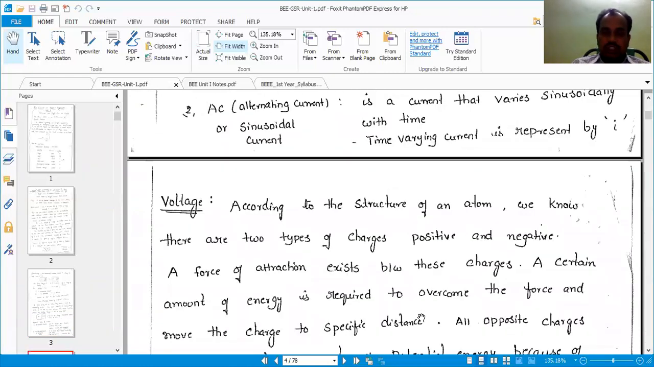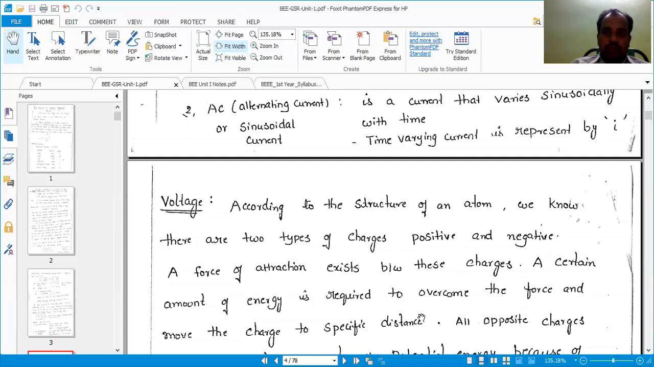The next one is voltage. Current means the rate of charge by time, or the flow of electrons. The rate of flow of electrons in semiconductor or conductor material is called current, or the rate of charge by time. Its unit is amperes. It is denoted by A.